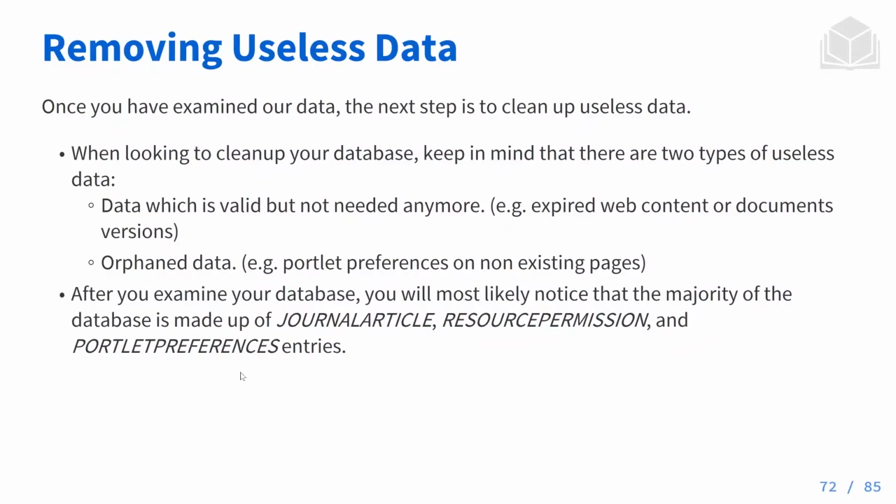So in the database, when we do that exercise, you'll see tables such as journal article and resource permission and portlet preferences. Typically, these are going to be the heavy hitters. This is where a lot of our data is going to be residing.